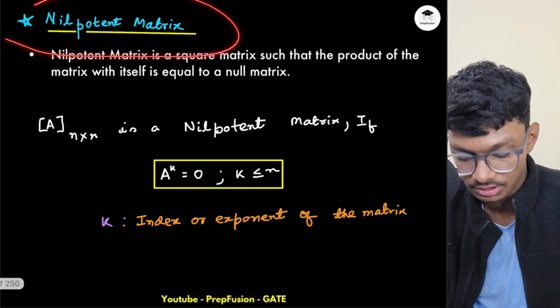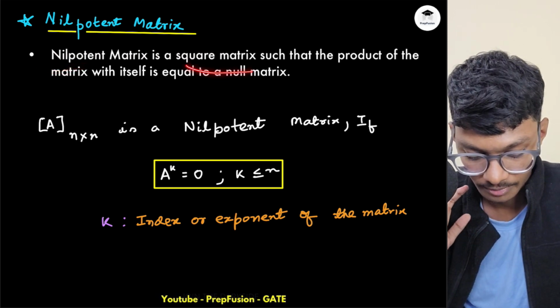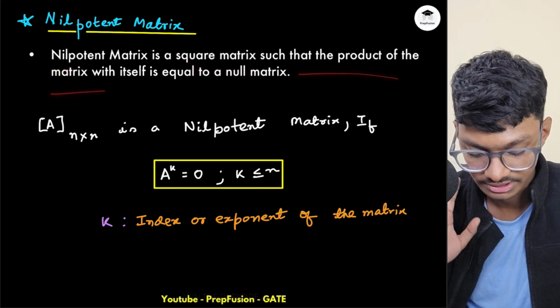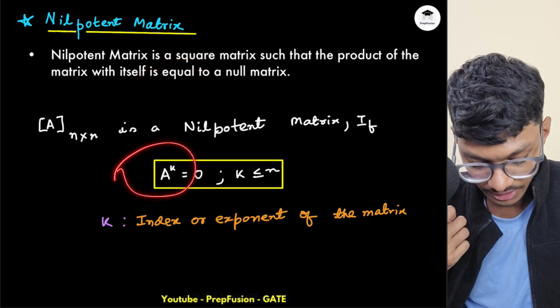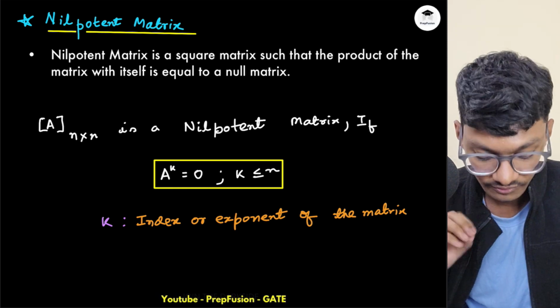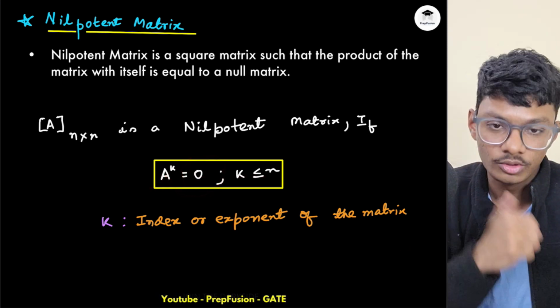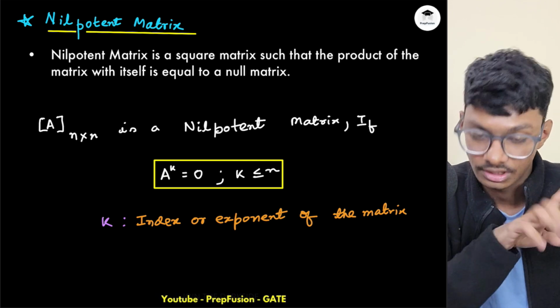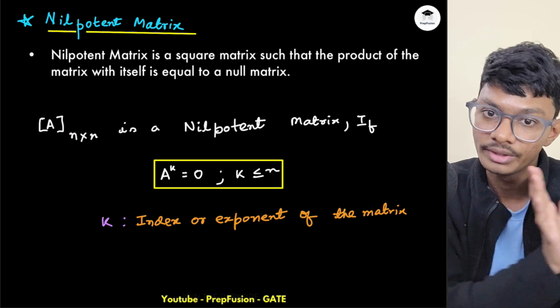So what is the next matrix? The next matrix is the nilpotent matrix. A nilpotent matrix is a square matrix such that the product of the matrix with itself is equal to a null matrix. So if I multiply the matrix with itself k times, where k is the index or exponent of the matrix, it will be equal to the null matrix. Now null matrix is different. Null matrix means 0.